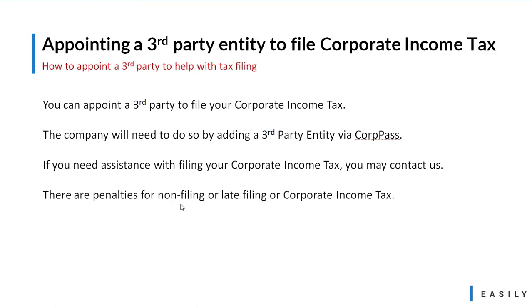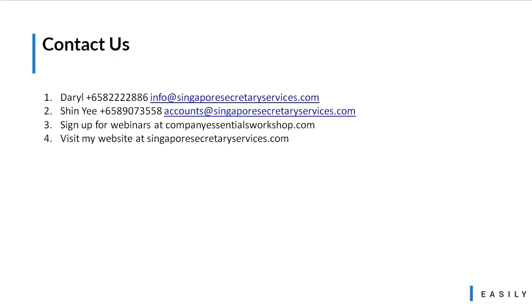Okay, so if you don't know how to file your corporate tax, as an officer of the company, you can appoint a third party to help with the tax filing. You need to add the third party entity via CorpPass. If you need any assistance with filing your corporate income tax, you may contact us. There are penalties for non-filing or late filing of corporate tax. If the director doesn't file the corporate tax, they can be taken to task as well.